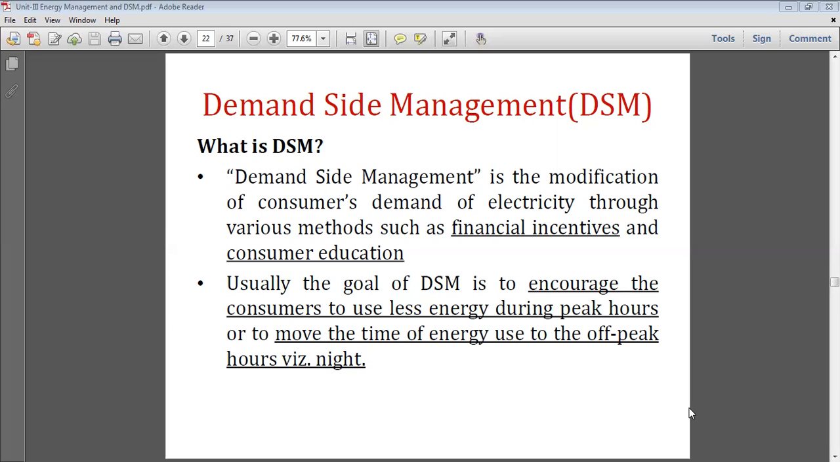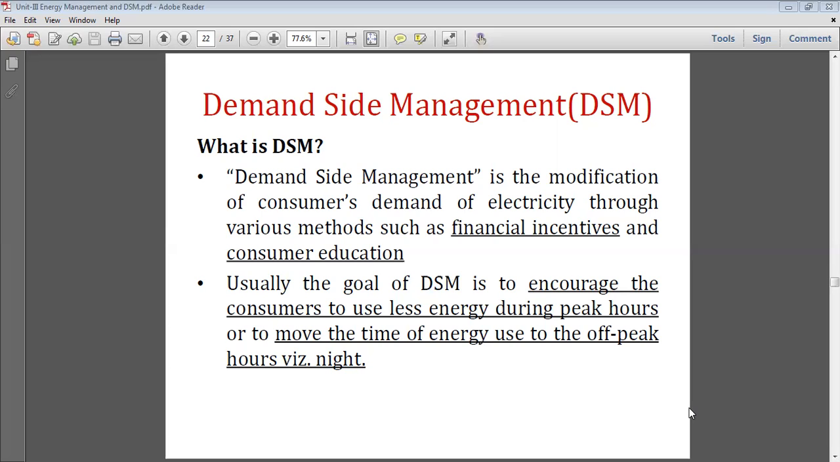Now, usually the goal of demand side management is to encourage the consumer to use less energy during peak hours, or to move the time of energy use to the off-peak hours like night hours. So our goal is to encourage and educate the consumer that the consumer should consume less energy during peak hours. What are our peak hours? Peak hours in the daytime are 9 a.m. to 12 p.m., the morning time. This is the time. Second, why is it so?